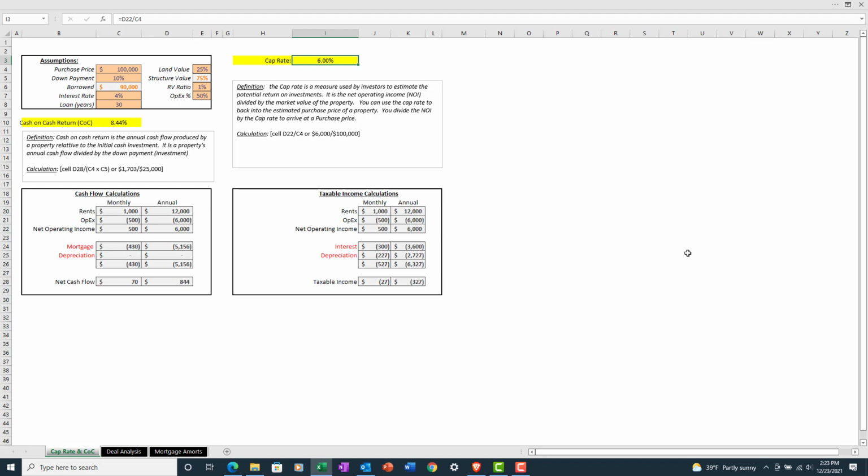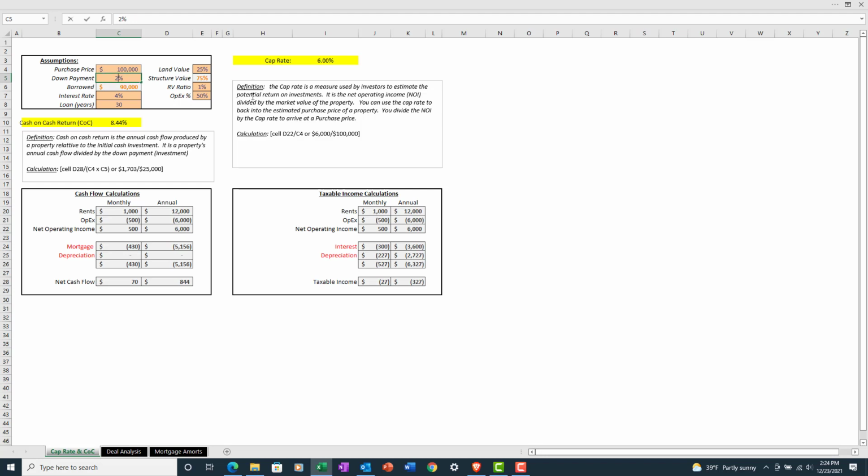So in our example scenario here, we see a cap rate of 6%. We get to that by taking the $6,000 annual net operating income in cell D22 divided by the purchase price in cell C4, which is $100,000. If we change the purchase price and/or the down payment percentage, you'll notice the cap rate stays at 6%.